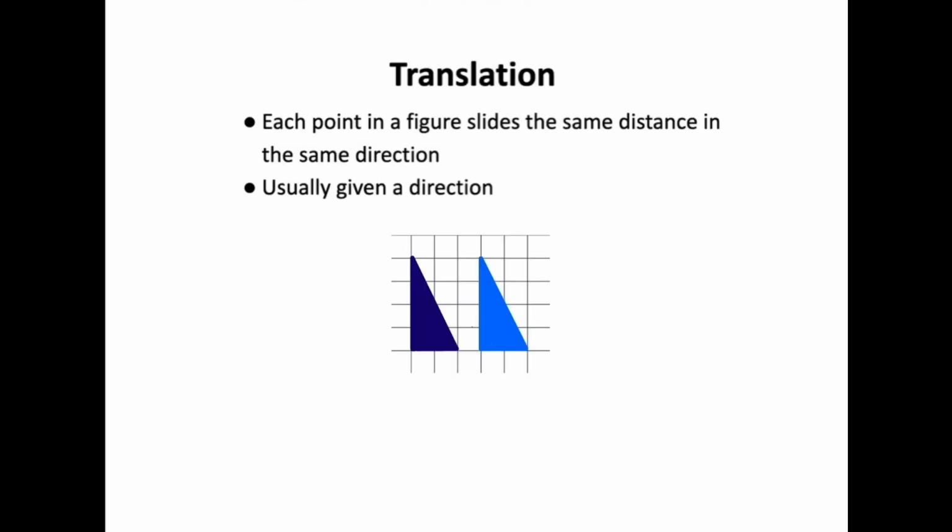In this video, we're going to identify different forms of symmetry. These include translations, rotations, and reflections. First, let's go through translations. In a translation, each point in a figure slides the same distance in the same direction. The way I remember it is that translation has an SL and slides has an SL. Usually you're given a direction, such as 2 places to the left.